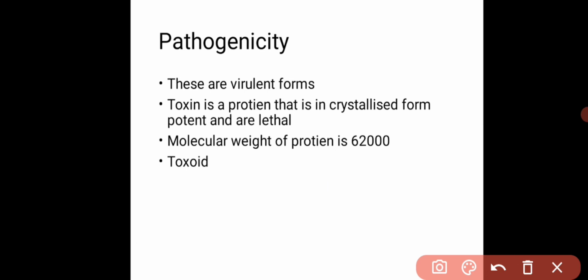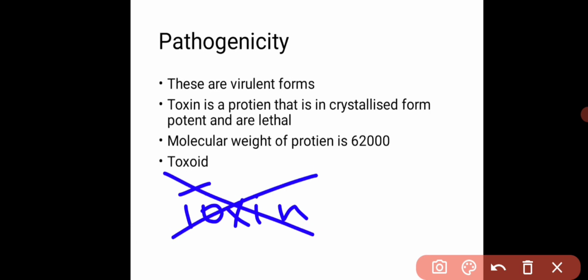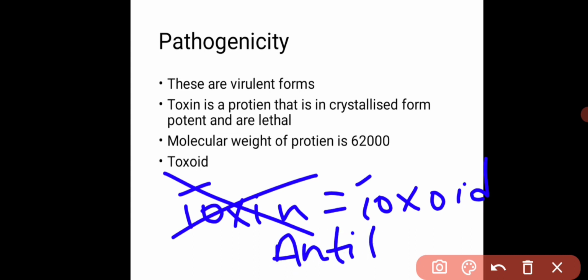Okay, so toxoid. What is toxoid? It is a toxin whose toxicity has been lost, and we call it a toxoid. It doesn't lose its antigenicity, but the toxicity level is decreased, so it is capable of producing antitoxin.